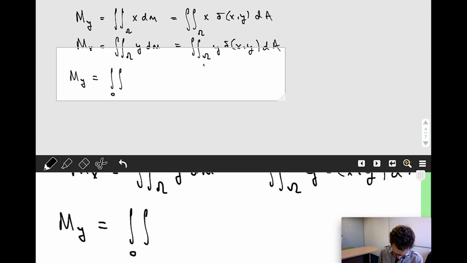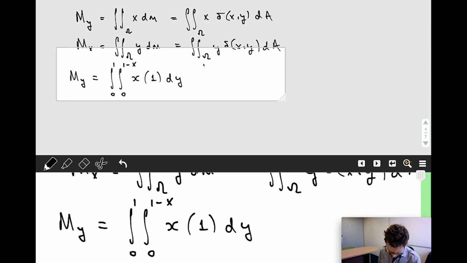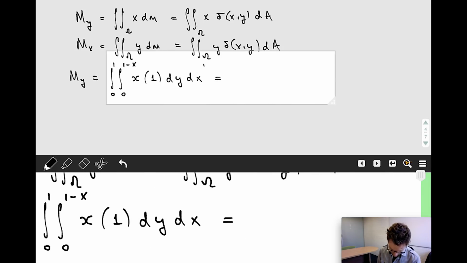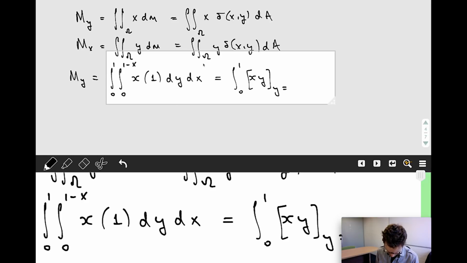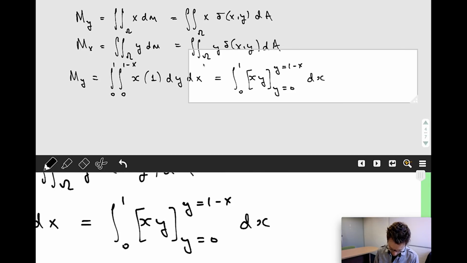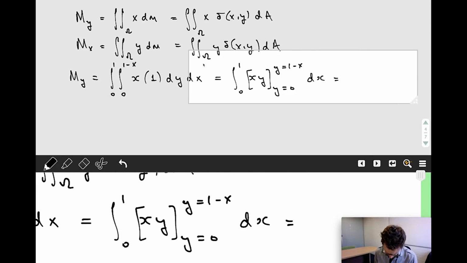So we've got, again, integral over x is the outer integral, over y is the inner integral. Our integrand now is going to be x times delta xy, and delta, remember, was just 1. We're going to do the y integral, then the x integral. So carrying out that y integral gives us x times y, from y is equal to 0 to y is equal to 1 minus x. So substituting that in is going to give us the integral from 0 to 1 of x times 1 minus x minus 0.